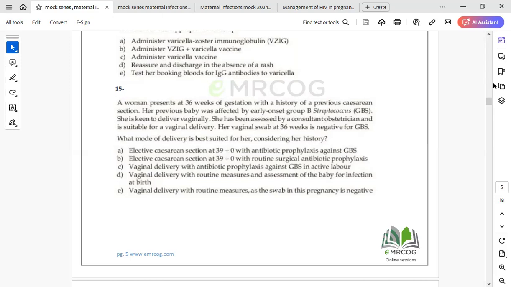Her vaginal swab at 36 weeks is negative for GBS. I have a question for you. Do we do screening for GBS in the UK? So why did this patient have a vaginal swab at 36 weeks? If you know this, you are going to be brilliant.